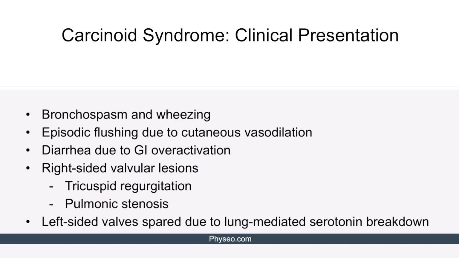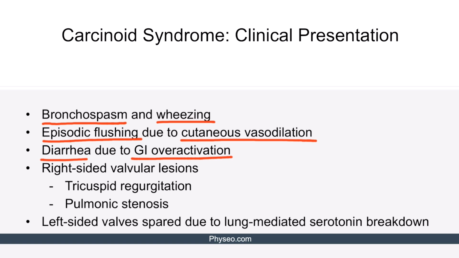Carcinoid syndrome causes bronchospasm and wheezing because excess serotonin induces bronchoconstriction. Episodic flushing occurs due to serotonin-mediated cutaneous vasodilation. Diarrhea is caused by serotonin-induced GI overactivation.